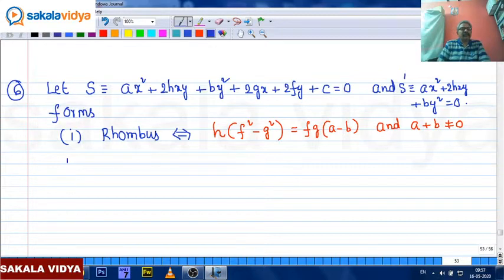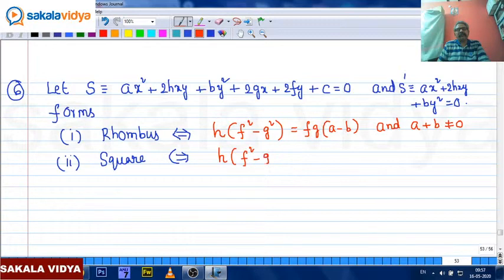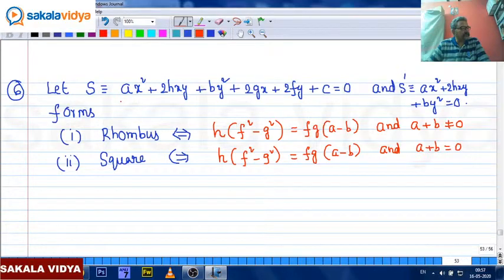The second one, square. To form a square, what is the condition? So square and rhombus is same here. This first condition, h times f square minus g square equal to fg times a minus b, and only here will change: a plus b equals to 0. A plus b equals to 0 means s is equal to 0 represents perpendicular lines, and s dash equal to 0 also represents perpendicular lines.